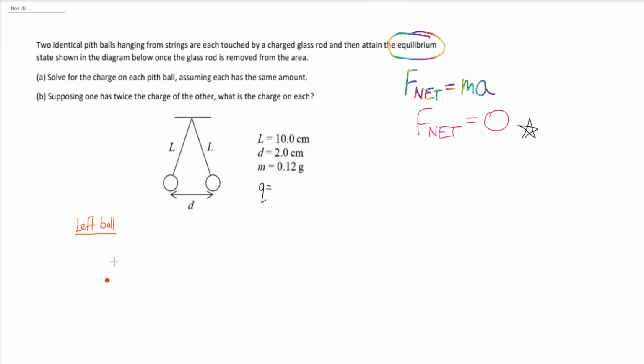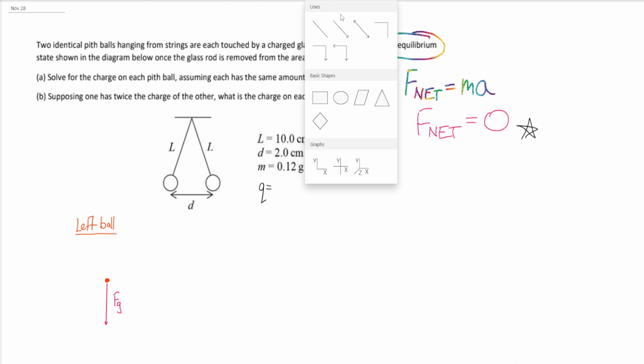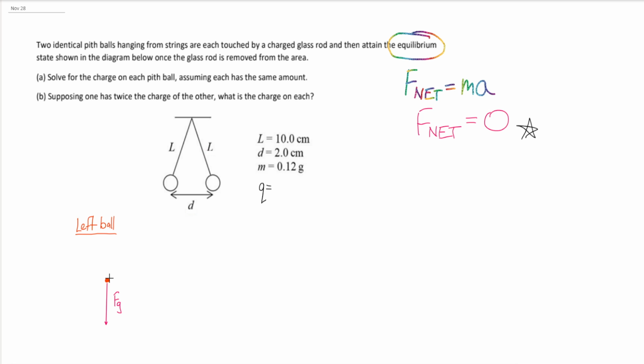Do you have your free body diagram for one yet? Okay. How many forces do you have on it? Nice. Okay, which ones are they? Good.